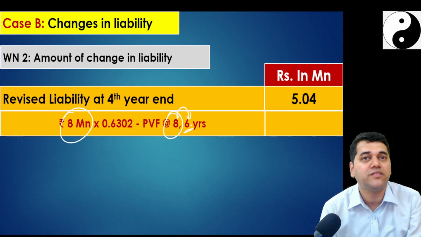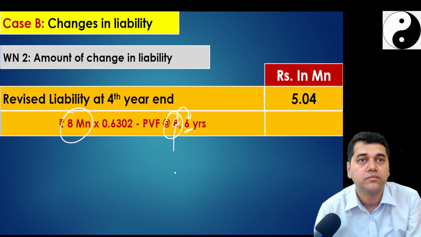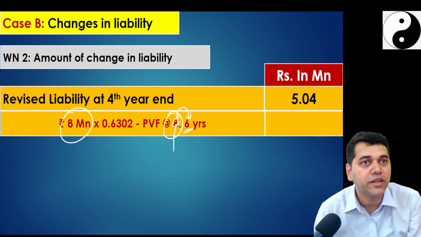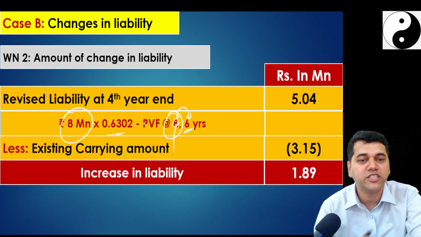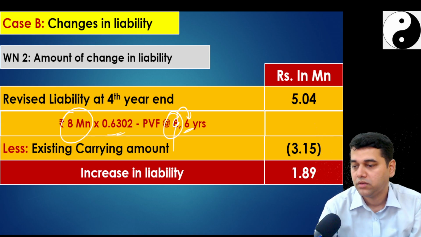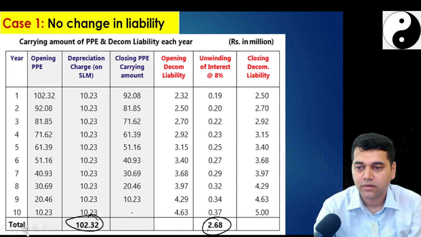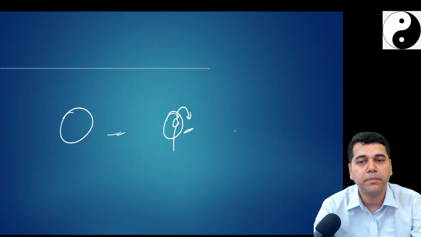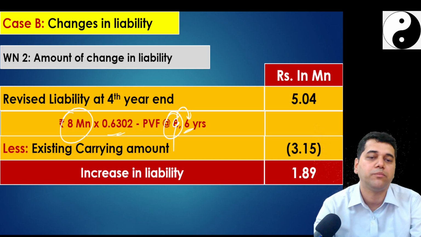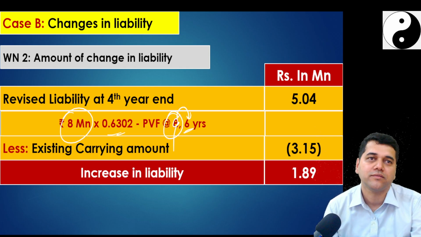Its present value at 6 years. What if in the examination they say the discount factor also got changed to 9%? It's going to change to 9. You have to take the present value factor at 9% into this, minus your existing book value, which was 3.15. How did you get 3.15? Fourth year balance. You compare this with the increase and say that look, 1.89. Are you clear? Now what accounting entry will you pass for this?